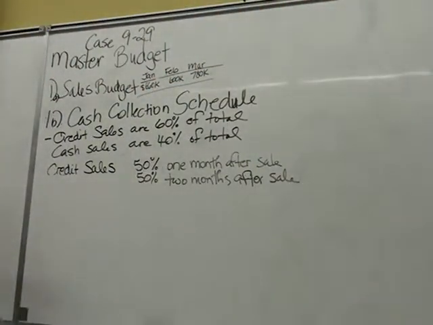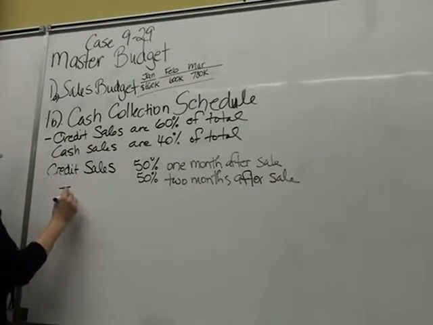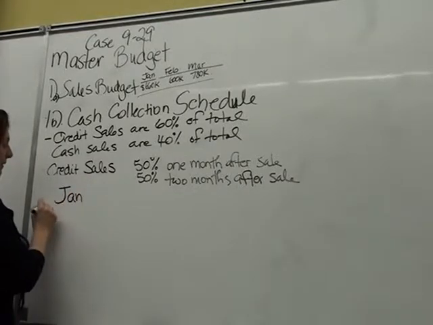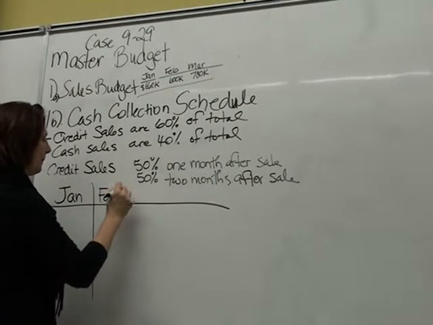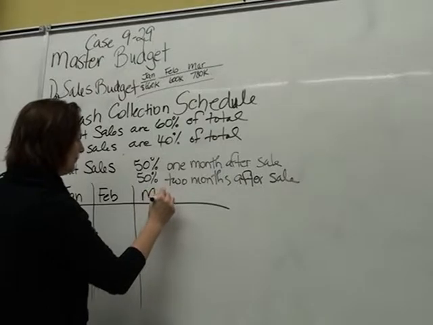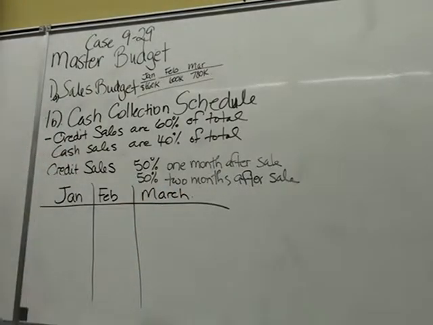We are preparing the cash collection for which 3 months? January, February, and March. So the first thing, the easiest thing to do is to calculate the cash, so you usually do it first. What is the cash that we're going to collect in January? Give me the calculation.